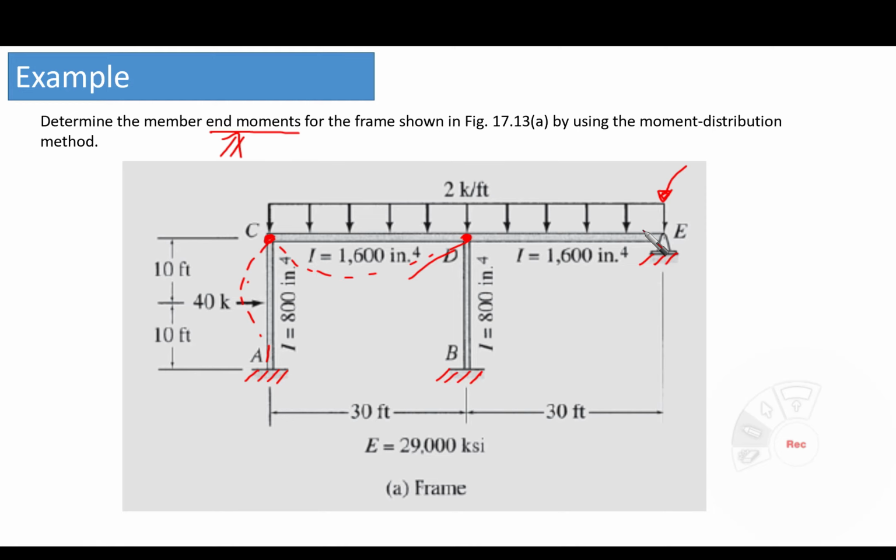Okay. If you look at the concentrated load, let's remove this. So if you look at the concentrated loads here, or the external loads applied in the system, you're going to find 40K, which is a concentrated load applied at member AC, at the middle, and we have a distributed load along members CD and DE. Okay, so these are the external loads that we have.